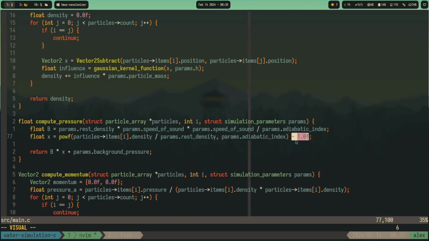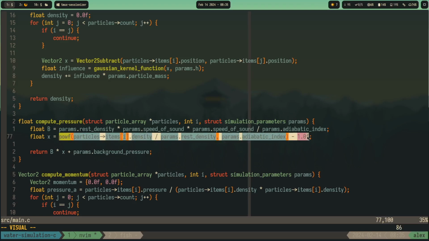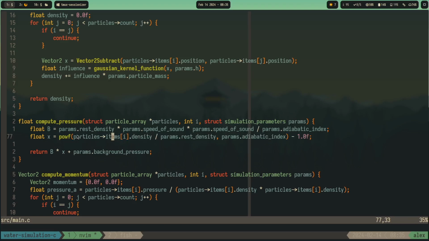Well, we do a -1 for some reason, but this thing will always be negative. Well, let's think about it. If the density is larger than the rest density, it will be positive because it's greater than 1. But if the density is smaller, x will be negative because it's less than 1.